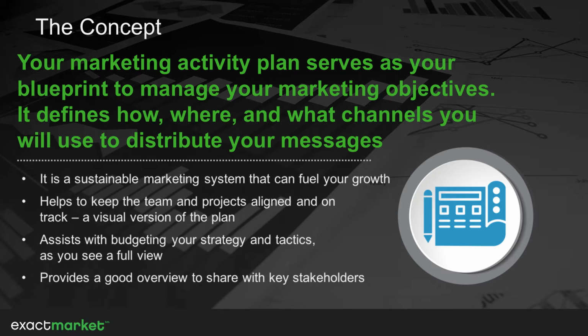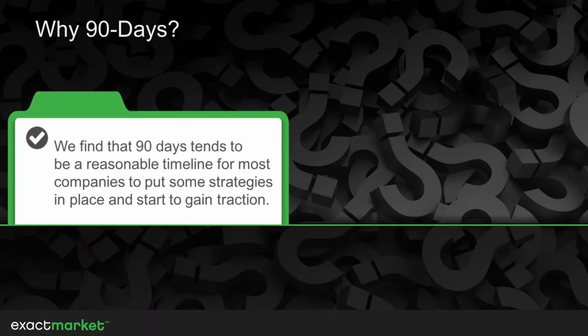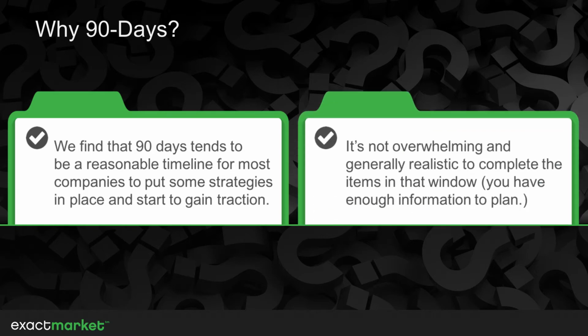We will walk you through some simple yet impactful ways you can build engagement programs that show results. You're probably thinking, why 90 days? We really find that 90 days is a reasonable time frame for most companies to put strategies in place to gain traction. It's not that overwhelming, and it gives you a realistic time to complete items.